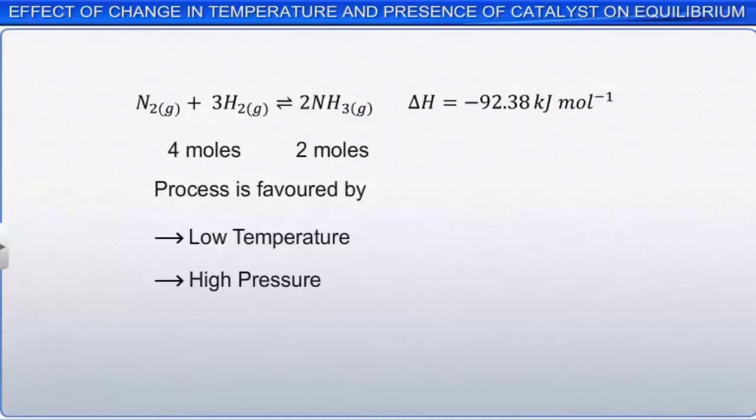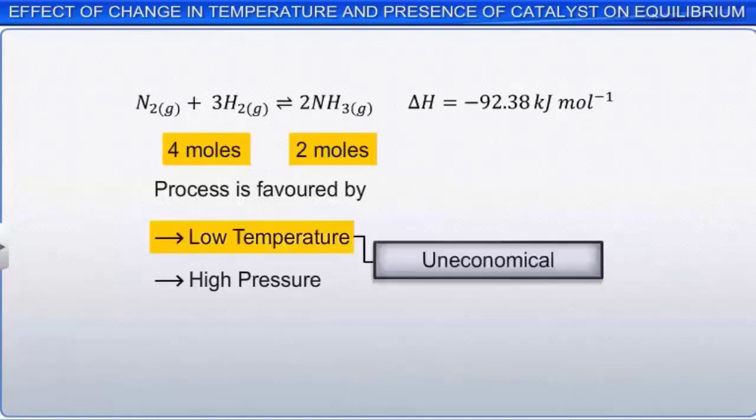moles. However, the conditions cannot be maintained because at low temperature, the reaction is so slow that it makes the process uneconomical. High pressure gives a high yield of ammonia, but the higher the pressure, the greater is the cost and maintenance of the equipment.